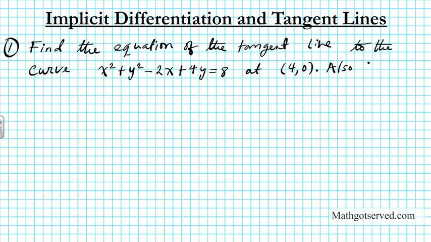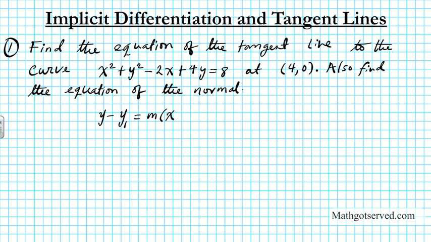Also, find the equation of the normal line. So we're going to be looking for two things here: the equation of the tangent line and the normal line. To write the equation of a line, we have just a point. We're going to use the formula y minus y1 equals m times x minus x1. This is the point form to help us find the equation of the tangent line.